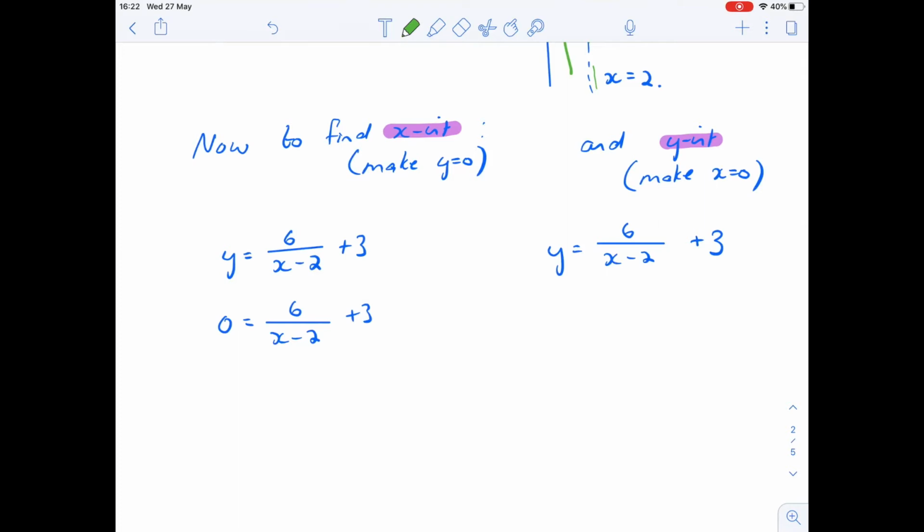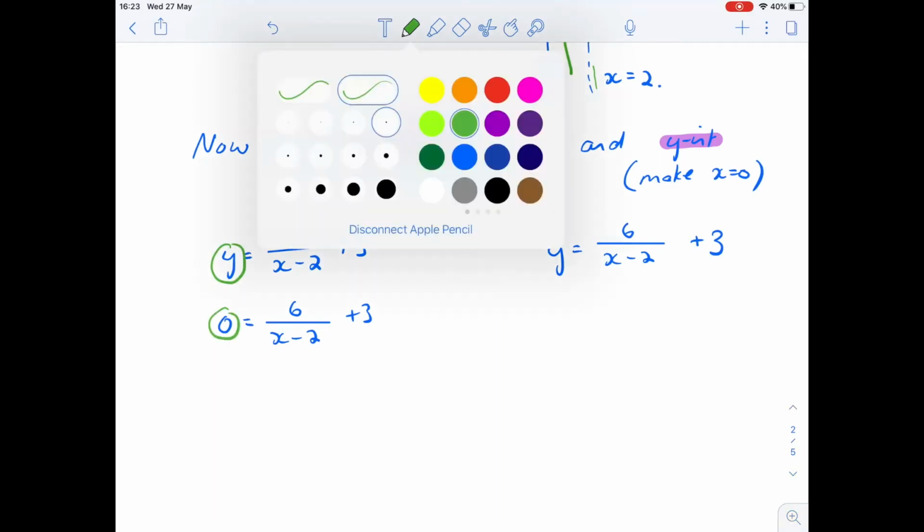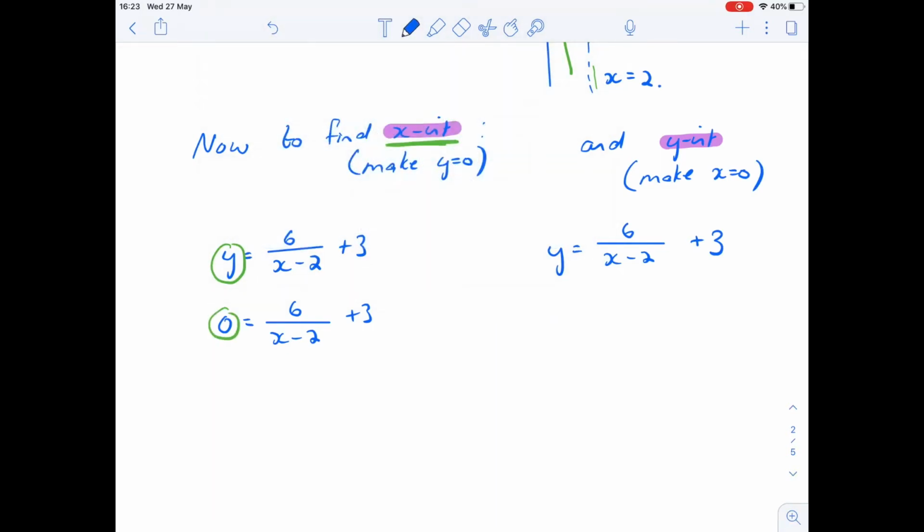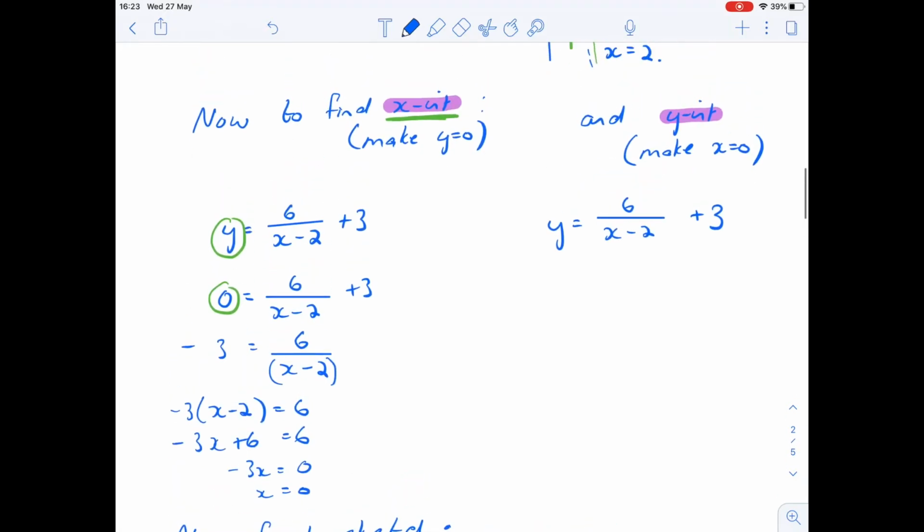So to find our x-intercept, we make y equals 0. So in place of y, we put 0. And then let's work this out. So we first take the 3 across and we get minus 3. And then remember, we need to take this and multiply it by the other side. So we're going to have minus 3x plus 6 equals 6. Minus 3x equals 0, so x equals 0. Let's hope that's right.